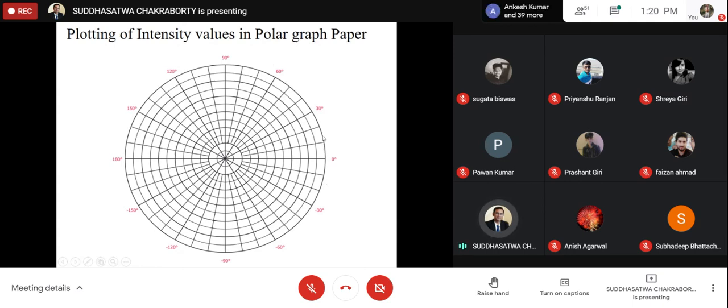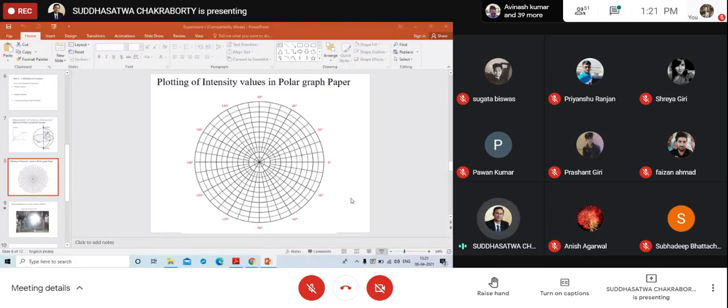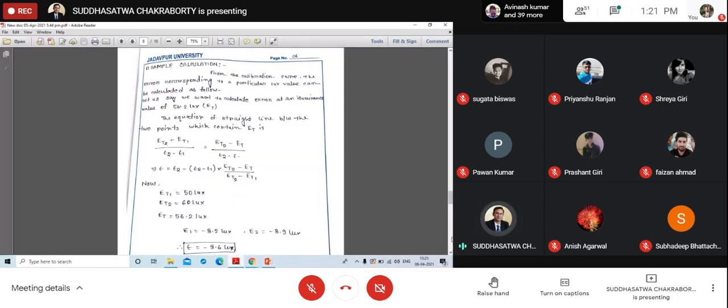Let's mark 0, 10, 20, 30. In 10-degree intervals, we have all the points. Now, this step is very interesting. First, find out what is the maximum value of your measured intensity. I am referring to your senior's data.